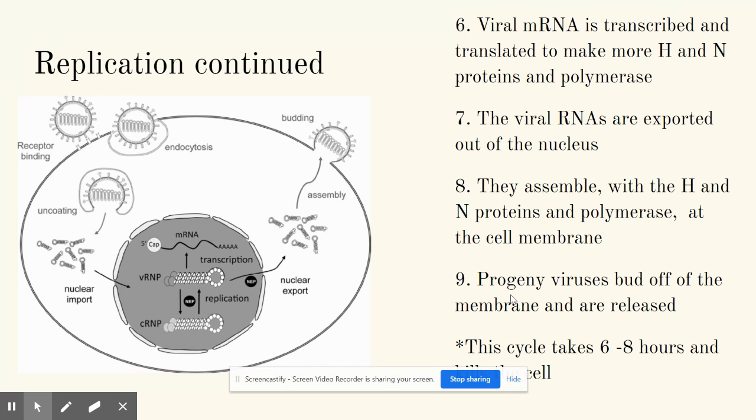So, step 7, nuclear export. The viral RNAs are exported out of the nucleus. Step 8 is assembly. So they assemble with the H and N proteins and the polymerase at the cell membrane. And then step 9, budding. The progeny viruses bud off of the membrane and are released. And this whole cycle takes about 6 to 8 hours.